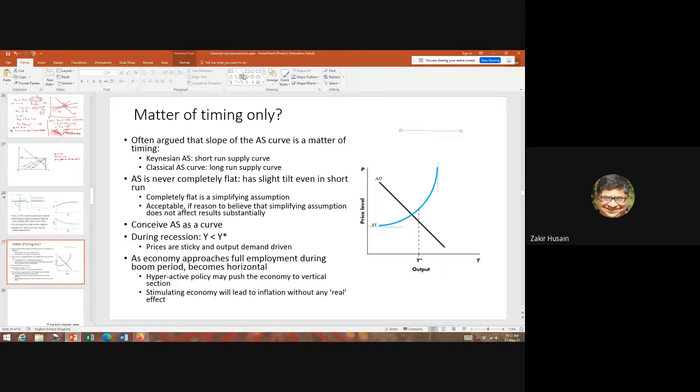So that means we can see it's going to go like this during a boom. But it is going to move like this when we are moving from boom to slump.